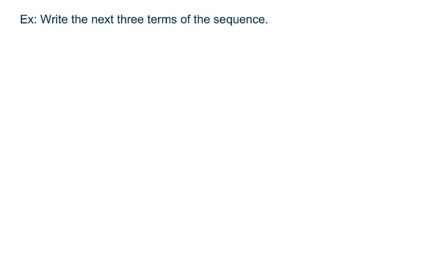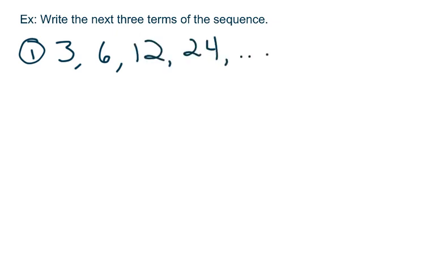All right, write the next 3 terms of the sequence. So remember in section 6, I'd give you 4 terms and you'd have to tell me the next 3. We're going to do the exact same thing here. Number 1, we're going to have 3, 6, 12, 24, and then so on. What I'm hoping that you see right away is the common ratio. We're talking geometric sequences, so it's got to be times something.